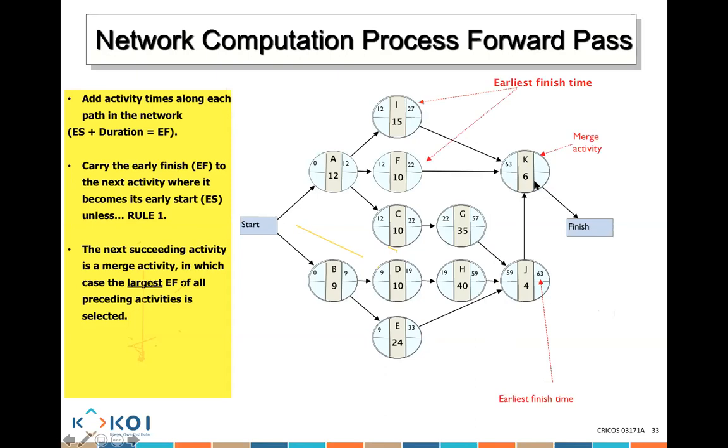63 and 6 becomes 69. Does that make sense? Yes, sir. That's a forward pass calculation. Well done. Now we need to go backward.